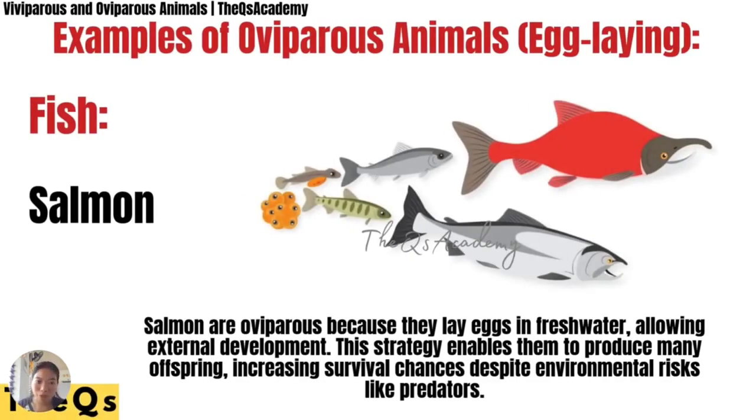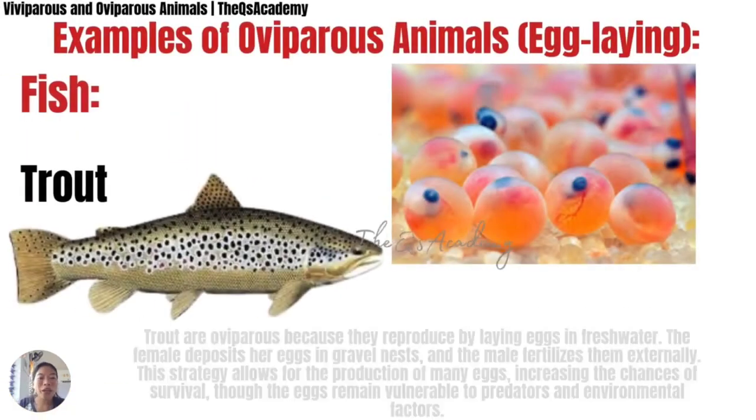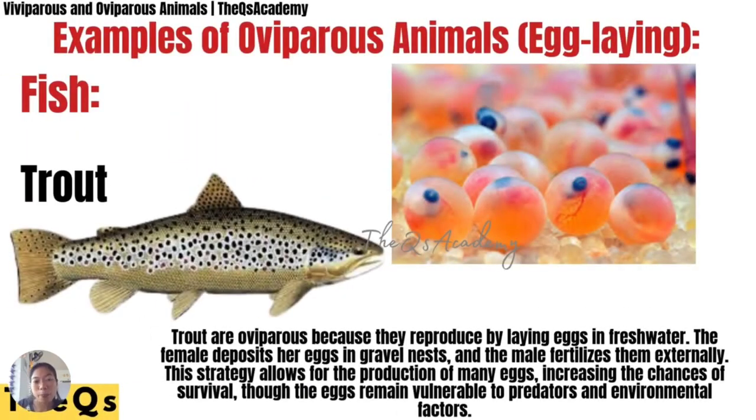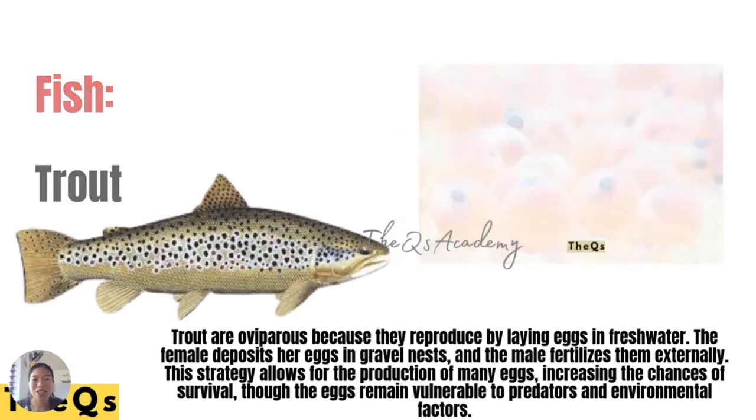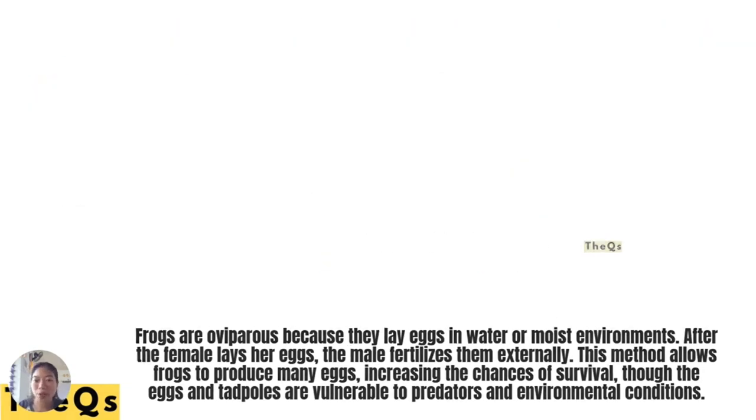Salmon are oviparous because they lay eggs in fresh water, allowing external development. So this is different also from the other fish that we mentioned already. So we have also goldfish. Goldfish are oviparous. They lay eggs. Okay? We have also trout. Trout are oviparous because they reproduce by laying eggs in fresh water. And yes, frogs, common frogs, they lay eggs, except for the one that we mentioned a while ago.